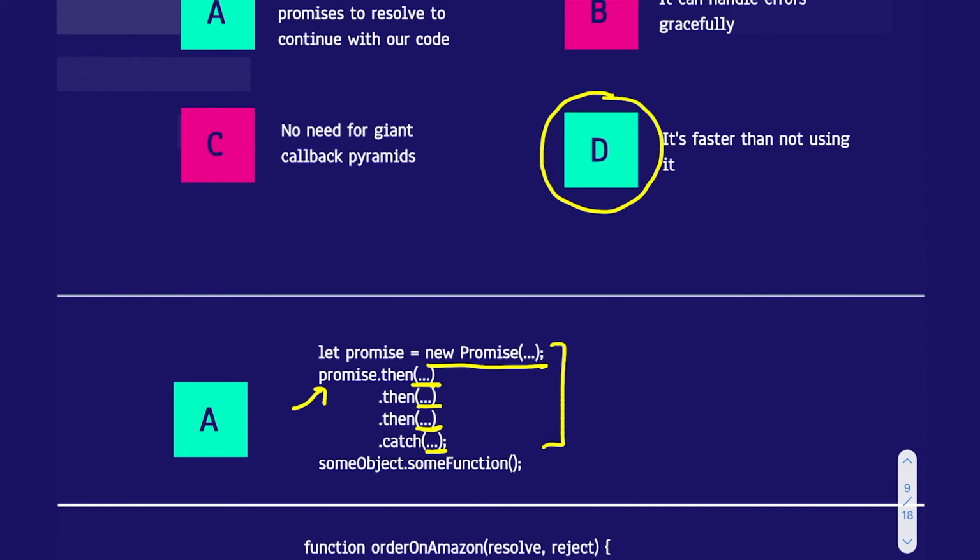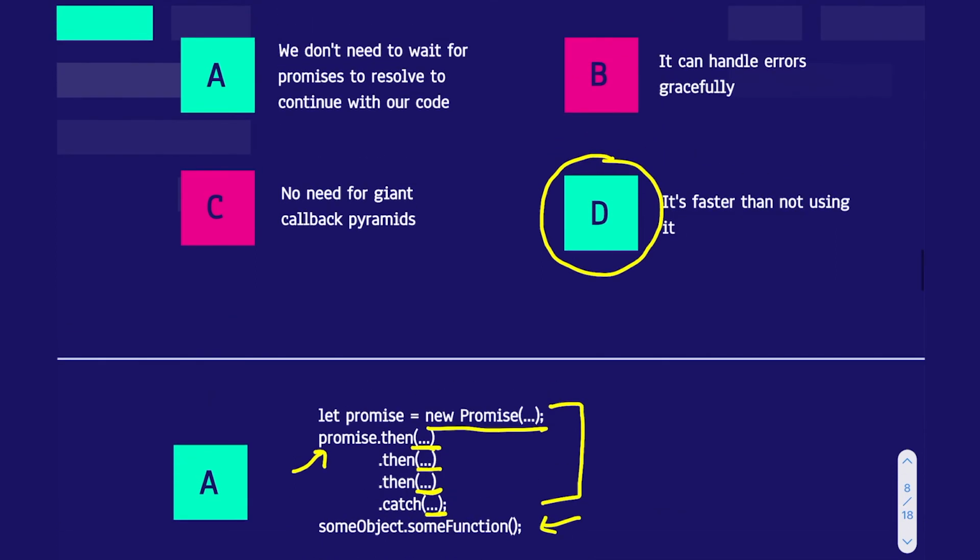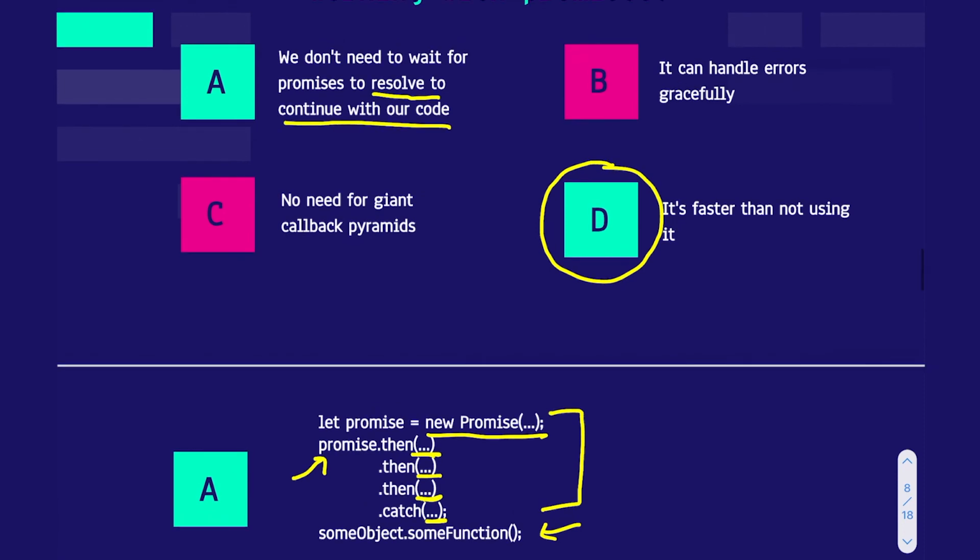So while this is running, we can run this as well. So we don't actually need to wait for them to resolve. We can just keep moving on. And if they don't resolve, if they reject, we can catch those errors as well. So that's one reason why the .then .catch structure is useful. B, it can handle errors gracefully.